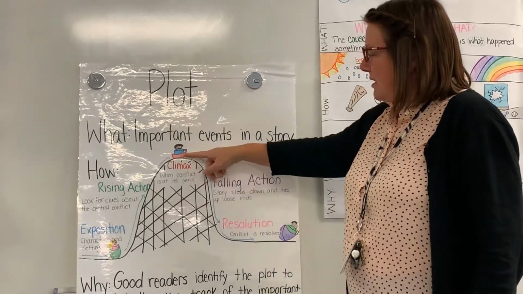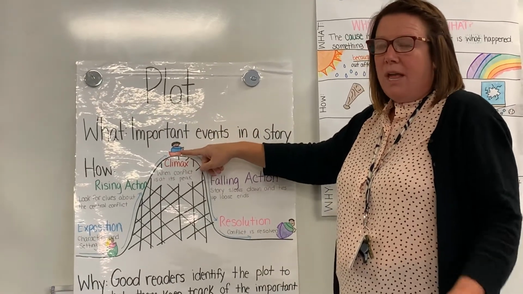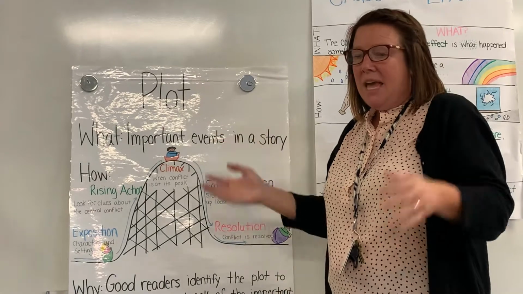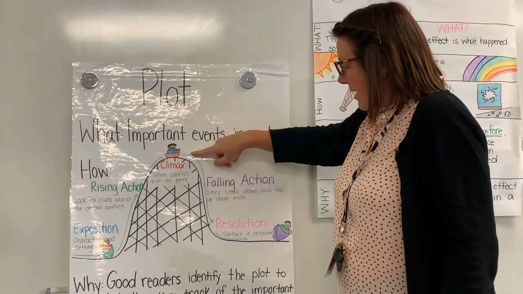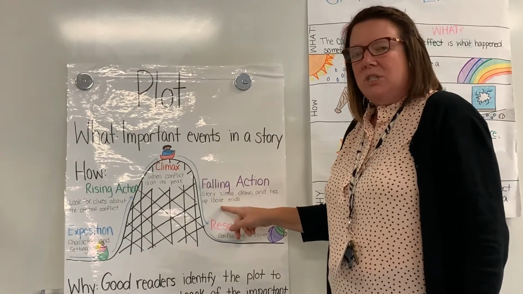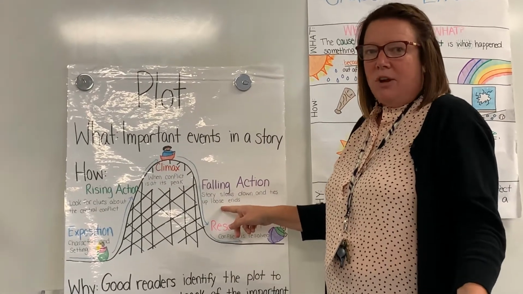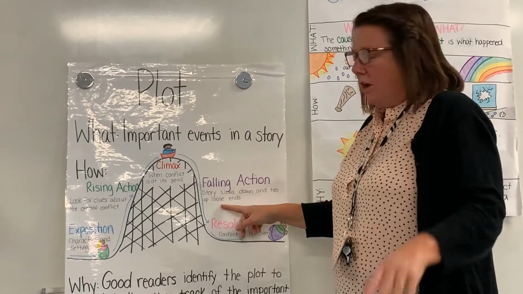You get up to the top and it's the climax. It's when everything is happening in the story. The problem is the biggest, everything is going on, everything seems to be happening at once. The falling action is when the story begins to slow down and the problem is starting to be resolved. It's not all the way resolved yet, but it's starting to be.